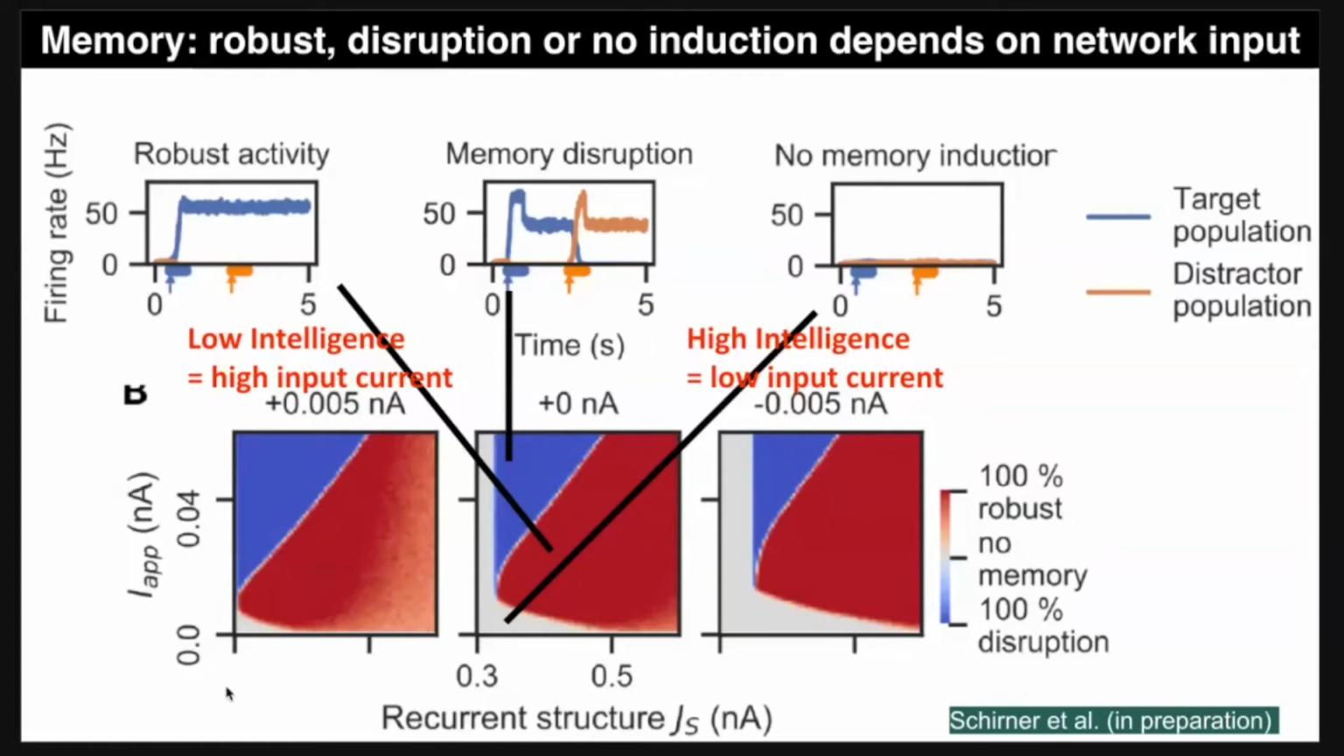So now we can see in the bottom row on the left panel that already a small distracting stimulus is sufficient in order to disrupt the persistent working memory trace. If we look in contrast to the right panel for the high intelligence group, we see that larger stimuli are needed in order to disrupt the persistent memory trace.